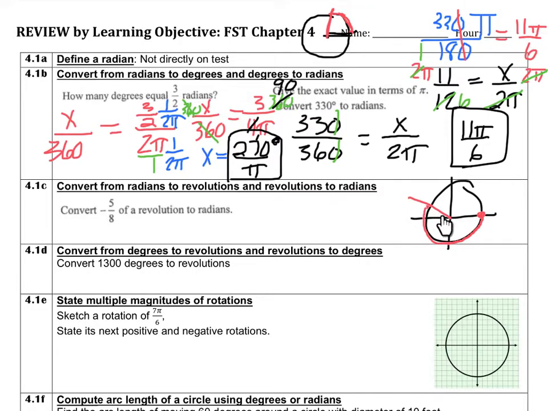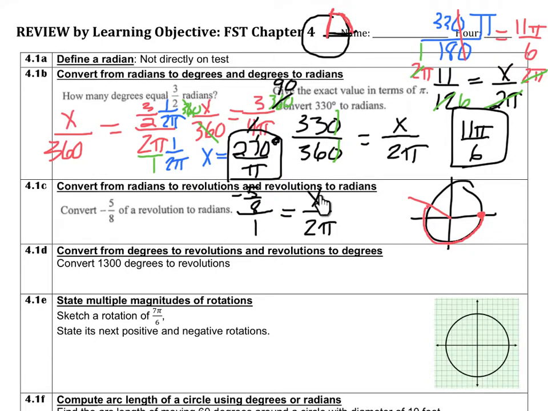So we want to know how many pieces of pi that is. Remember, a half of a circle is 1 pi, so this is 1 and a little bit more. Again, the easiest way to do this, if you're not sure, is just to set up a proportion. So I want to know revolutions, which is 1, and I want to know the radians, which is 2 pi. Revolutions we know is negative 5/8, but we don't know the radians. So really this right here, negative 5/8 divided by 1, is just negative 5/8.